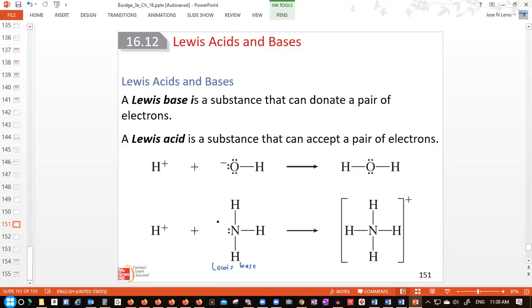To whom? In this case, to hydrogen. So hydrogen is going to accept a pair of electrons, making it, again, as we saw before, a very good Lewis acid. So the Lewis definition of acids and bases for this particular example also agrees with the Bronsted-Lowry definition of acids and bases. For Bronsted-Lowry, an acid is the one that donates a proton, and a base, according to Bronsted-Lowry, is the one that accepts a proton.